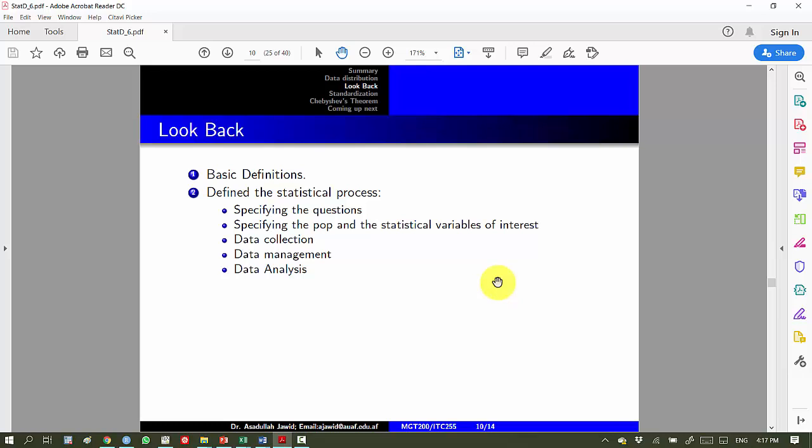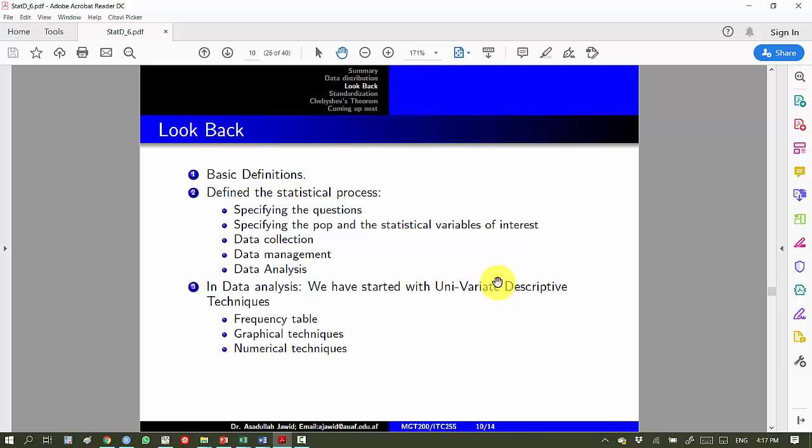Which starts with specifying the questions that need to be answered using data. After that, we have to specify the population and the statistical variables of interest. Then we collect data on those variables of interest, either from a population or from a sample. After collecting data, we manage and clean our data, and then we start with the analysis.